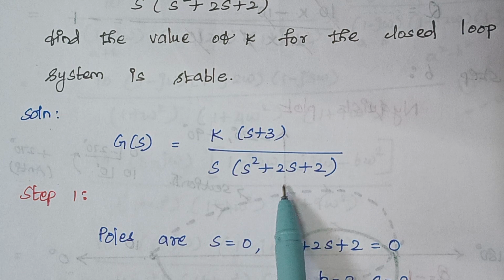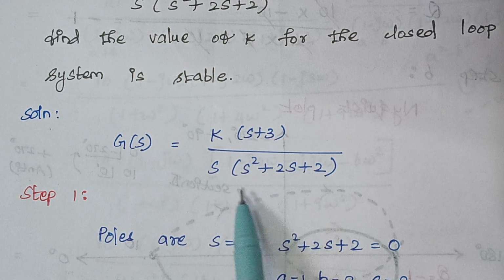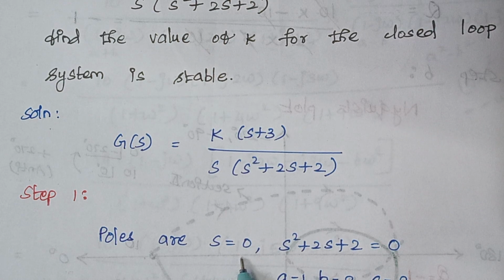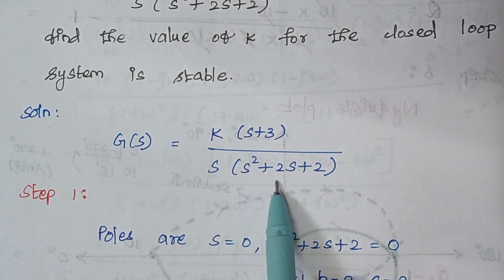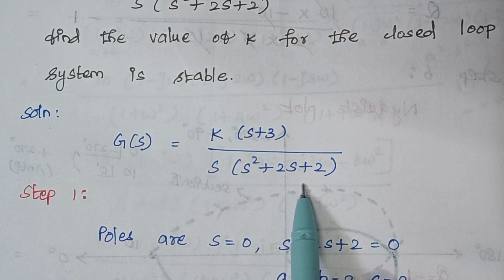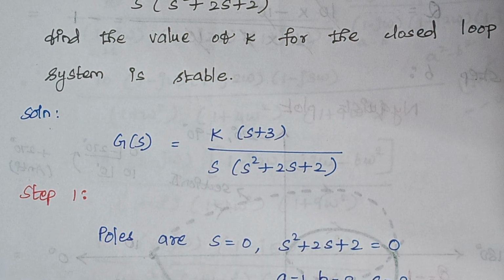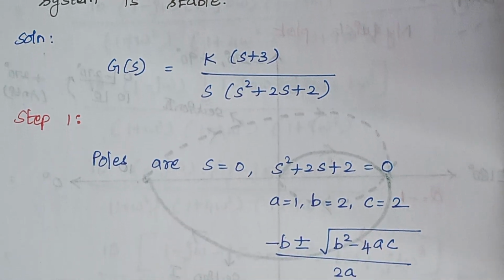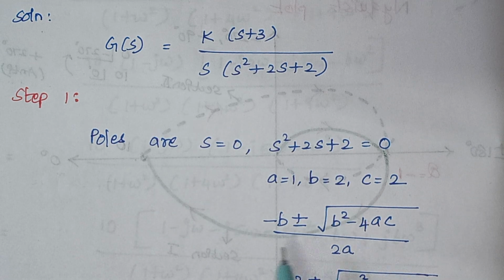So now we are going to find the values of poles. Here we are having an individual S, so the value of S is 0. And here we are having a quadratic equation. We have to solve this quadratic equation and find the roots. So S square plus 2S plus 2 is equal to 0. Here we are using the basic formula: minus b plus or minus root of b square minus 4ac by 2a.